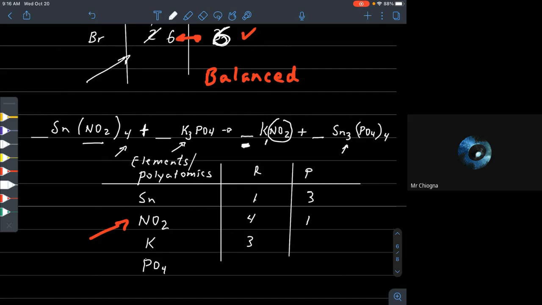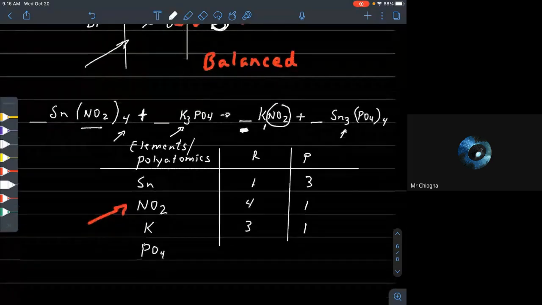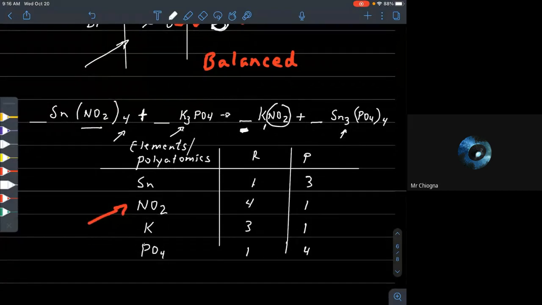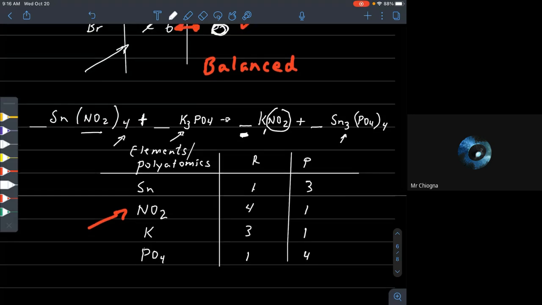And then potassium on the right is 1. Phosphate, I forgot to put it down. There's 1 here, 4 here. Okay, let's try balancing the potassium. How do I know to do that? Just because I've got more experience. Making a guess. You're going to need to do this in pencil. This table should be written out in pencil, especially these numbers here.